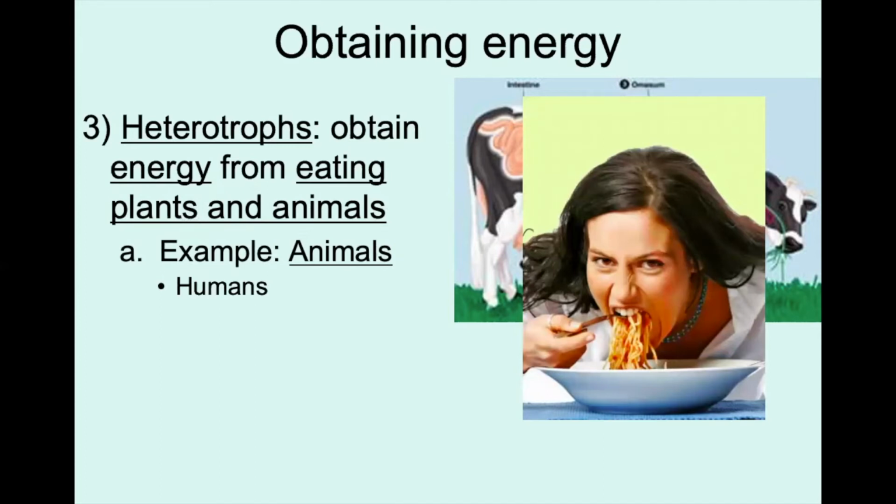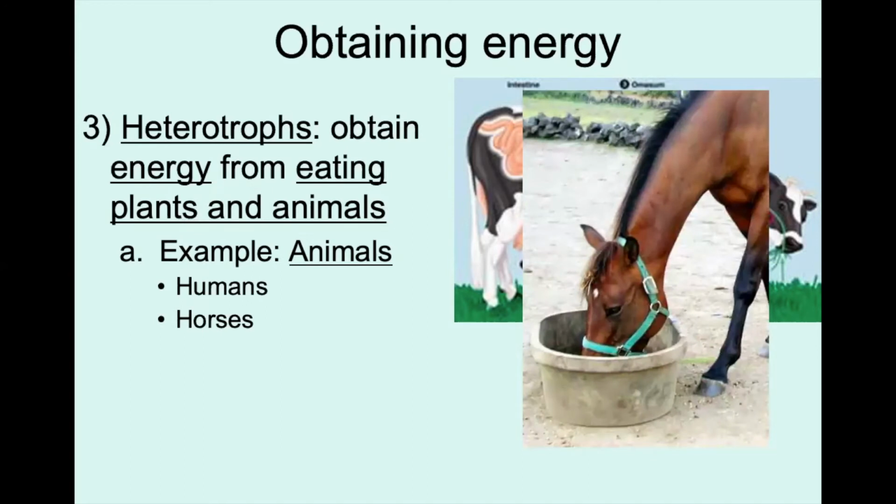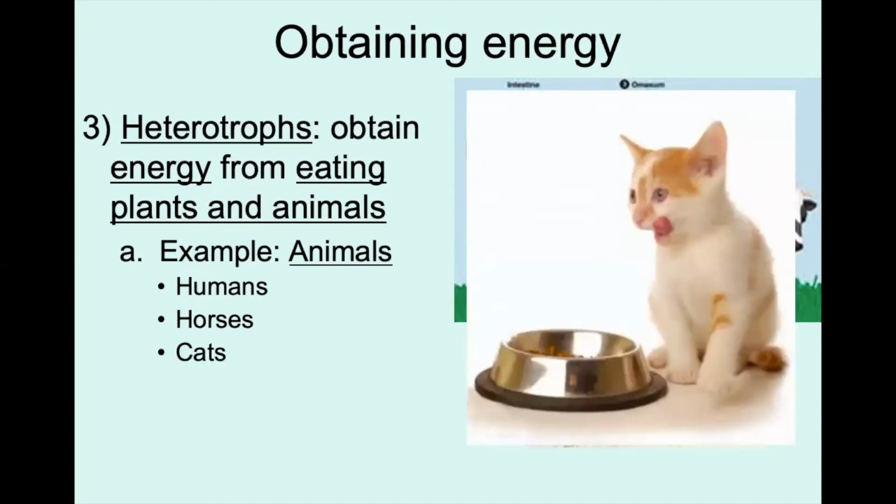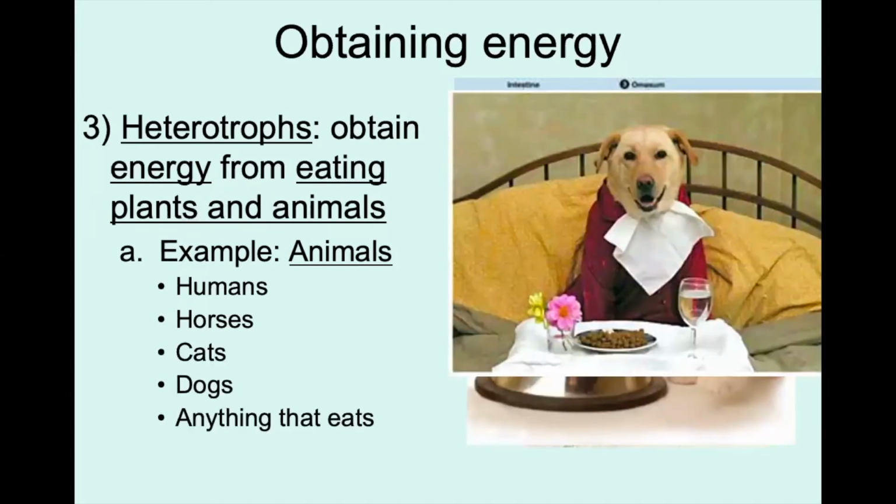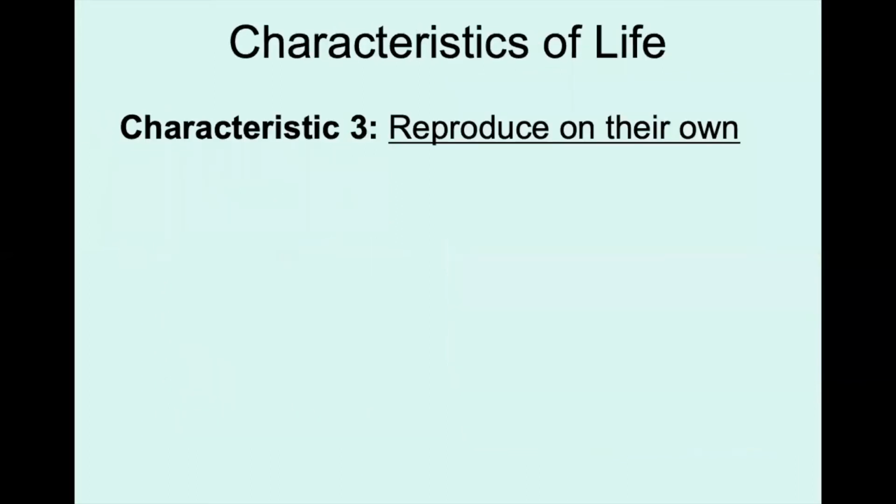Yes, guys, you are considered animals in biology. Your only 4 options are animal, vegetable, mineral, or single-celled organism. Out of all the options, we are animals. Horses are heterotrophs, cats are heterotrophs, dogs are heterotrophs. Basically, anything that eats things is a heterotroph.